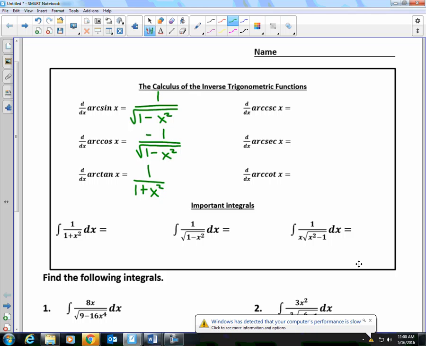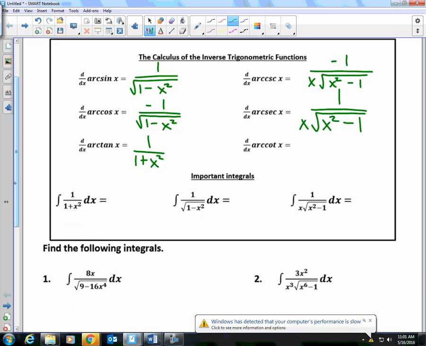How about the derivative of arc secant? I'll do secant first. Secant is 1 over x times the square root of x squared minus 1. Secant inverse, exactly. And arc cosecant will be negative 1 over x times the square root of x squared minus 1. Arc cotangent is negative 1 over 1 plus x squared.